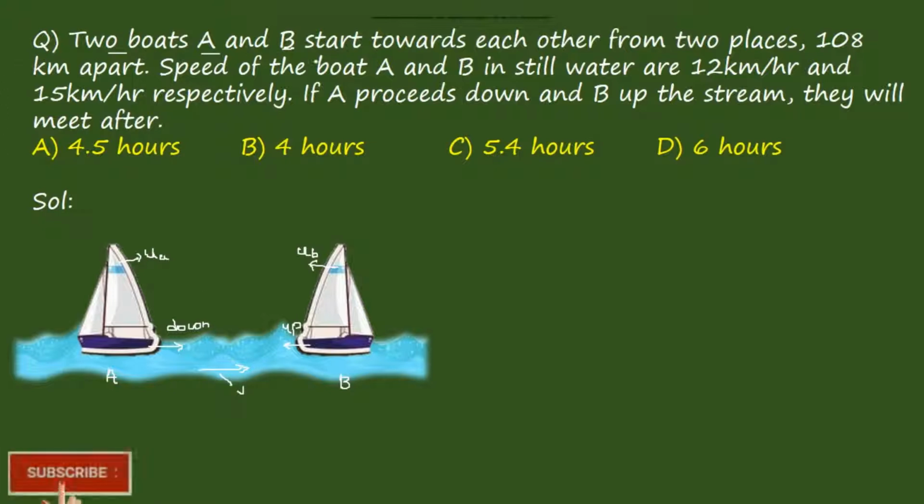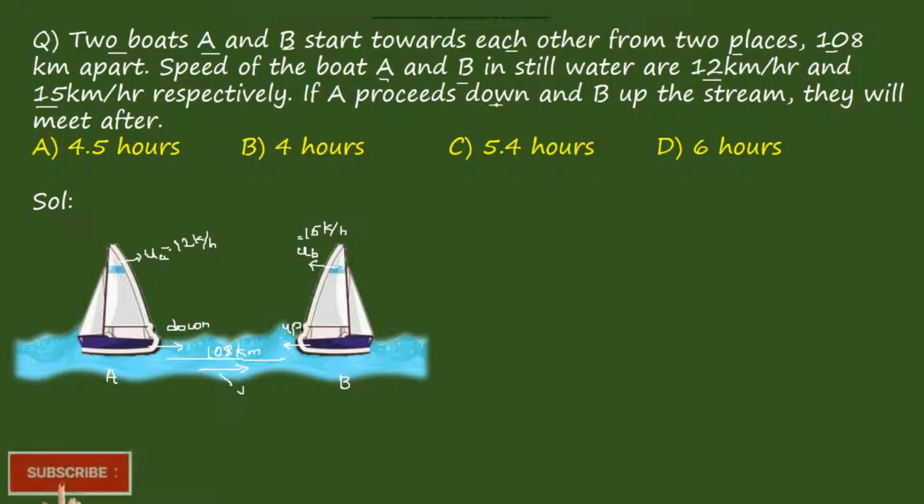Now they are saying that two boats A and B start towards each other. Okay, they are moving toward each other. One would be moving downstream and one would be moving upstream, from two places 108 kilometers apart. So the distance between both the boats is given as 108 kilometers. Speed of the boats A and B in still water are 12 kilometers per hour and 15 kilometers per hour. So U of A is given as 12 kilometers per hour and U of B is equal to 15 kilometers per hour.